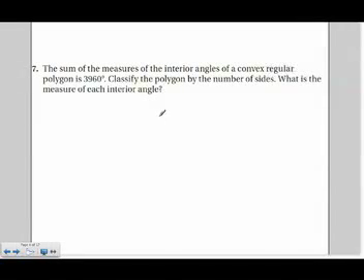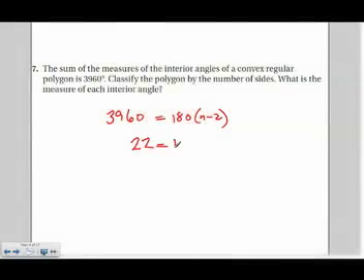The sum of the measures of interior angles of a convex regular polygon is 3,960. Now remember, the formula for the sum of the interior angles is 180 times n minus 2. So you just do your algebra. I have to get my calculator. Here we go. 3,960 divided by 180. That is 22. 22 is equal to n minus 2. If I add 2 to both sides, n is equal to 24.